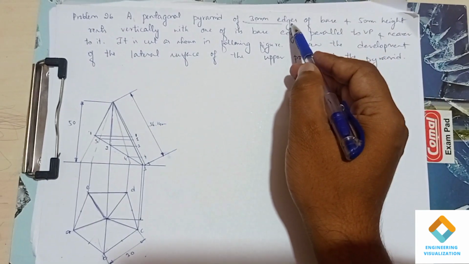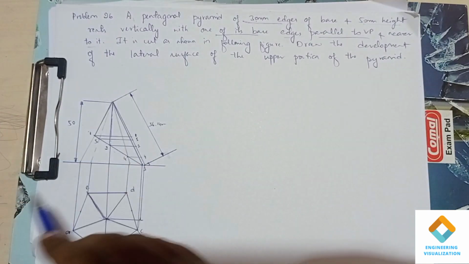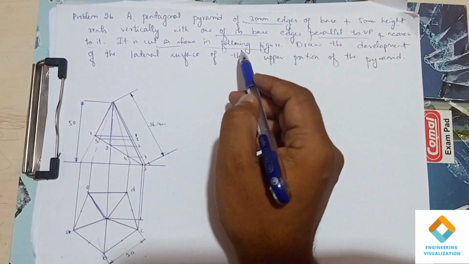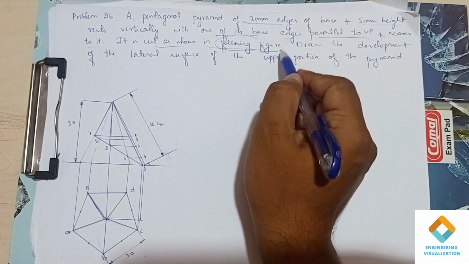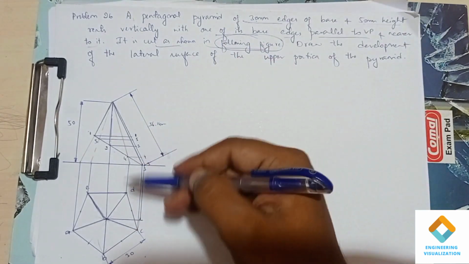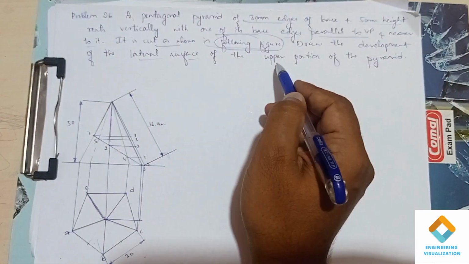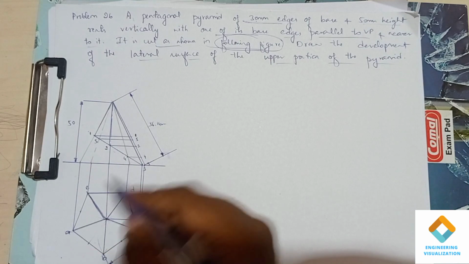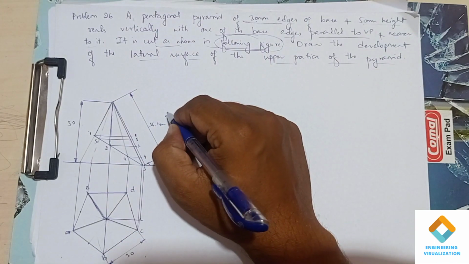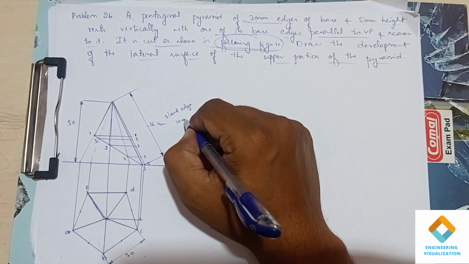So given problem here, it is a pentagonal pyramid of base edge 30 mm and height 50 mm. It is resting with one of its base edges parallel to VP and near to it. So here it is cut as shown in figure. That means they will be giving both the top and front view. So using the top and front view, we have to draw the development of the lateral surface of the upper portion of the pyramid. So given here is the slant edge.